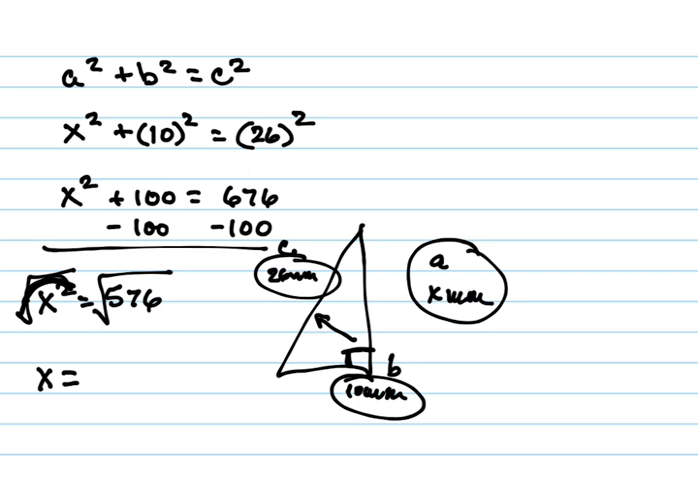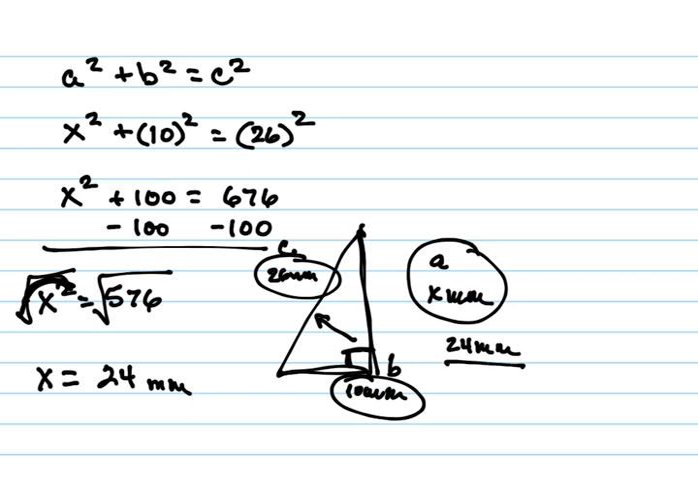And the square root of 576, rounded to one decimal place, please. 24. Oh, it's just a perfect square anyway. All right? So x equals 24, and of course, we need our units. So 24 millimeters.